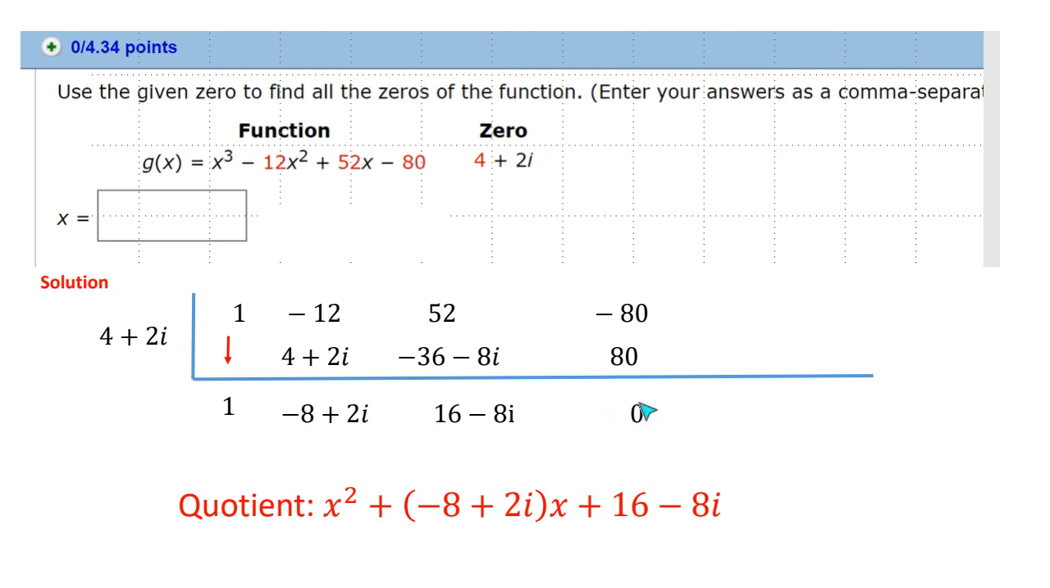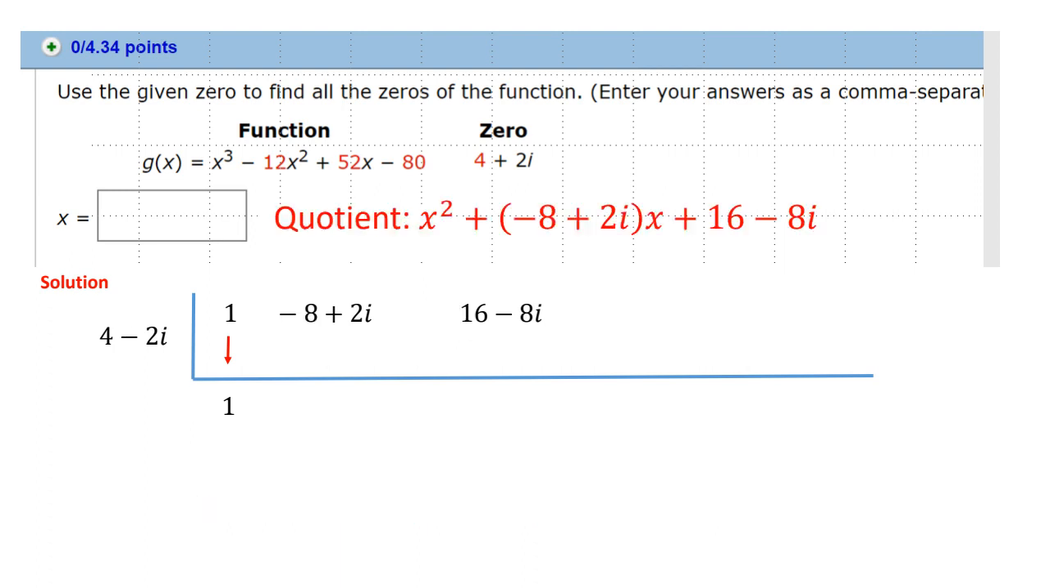And we know that we should have gotten 0 here because they told us from the beginning that it was a 0. Okay, so now that we did get a 0, we confirmed that it's a 0. But the more important thing is we can use what's left over here to get a quotient. So our quotient is going to be 1 less power. So since this was x cubed, we're going to have x squared minus 8 plus 2ix. And then we have our 16 minus 8i.